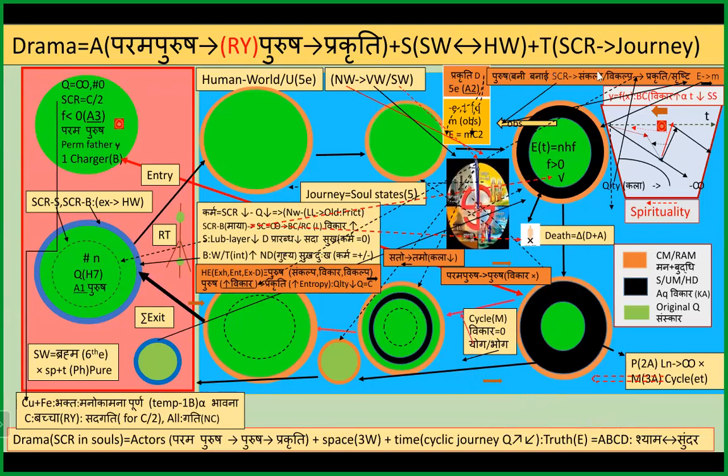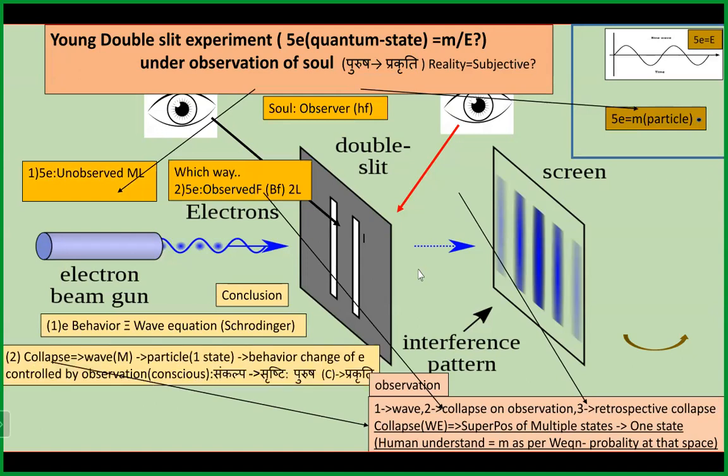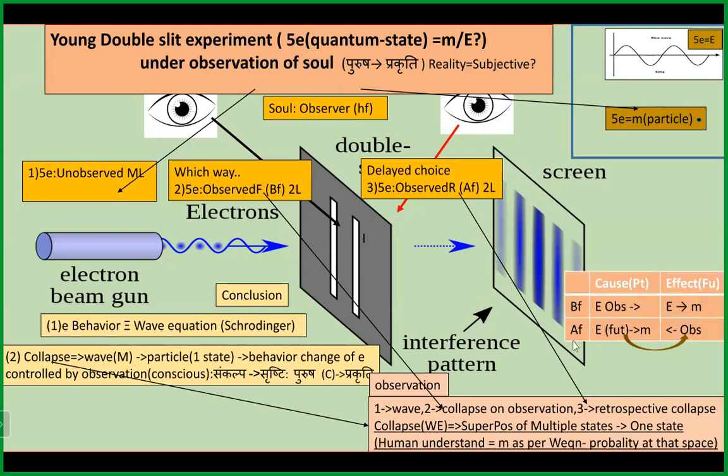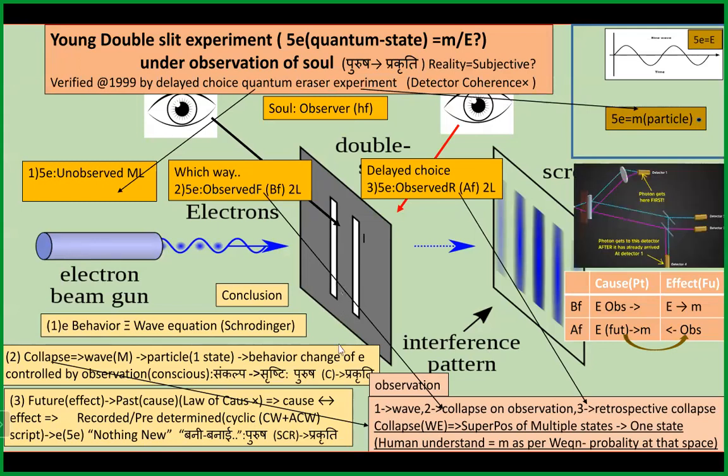Now we can see what quantum physics says, and the details can be seen here. This is the double slit experiment. It is self-explanatory. This is the delayed choice, with two observations. Because of these two observations, you can see that there is a Sankalp Srishti, and because the after and before are both there, it is actually the script of the soul which controls the Prakriti. We validated this in 1991 by the delayed choice quantum eraser experiment, which removes the detector coherence. So that also is proved.